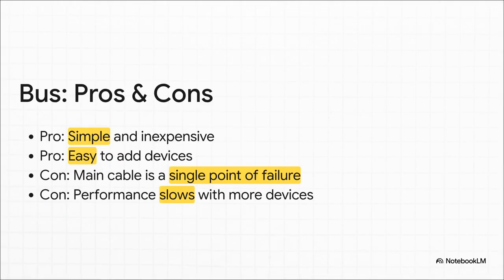Now, the great thing about the bus topology is just how simple it is. It's cheap, it's easy to set up, but, and this is a huge but, that main cable is a single point of failure. If that cable gets cut or damaged, boom, the entire network goes dark. It's a classic case of simple but kind of fragile.